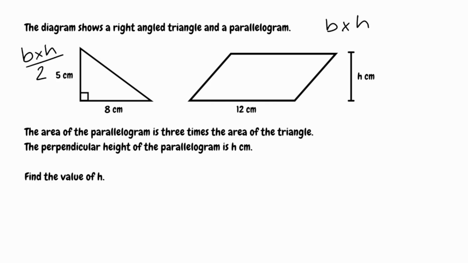Okay, so what are we going to do first? Well, we've got all the bits that we need to figure out the area of this triangle, so let's do that first. We're going to take the base, which is 8. We're then going to multiply that by the height, which is 5. We then divide by 2. Well, 8 times 5 gives us 40. And then when we divide that by 2, that's going to give us 20. So the area of our triangle would be 20 centimetres squared.